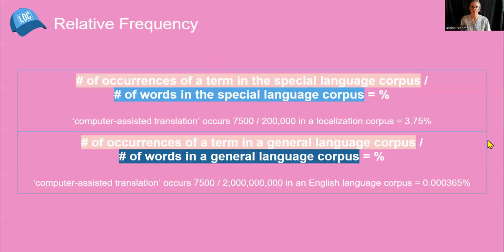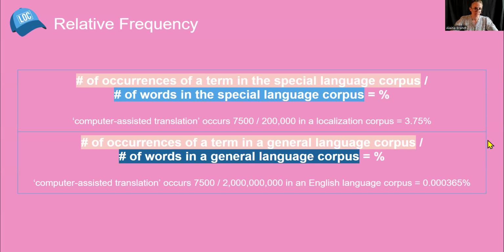Another tool that we can use to help us to determine if a term is indeed a term is relative frequency. And this is a mathematical calculation that helps us to determine if a term is a term. So to calculate relative frequency, first you divide the number of occurrences of a term in a special language corpus by the number of words in that special language corpus, the one that you used for terminology extraction.